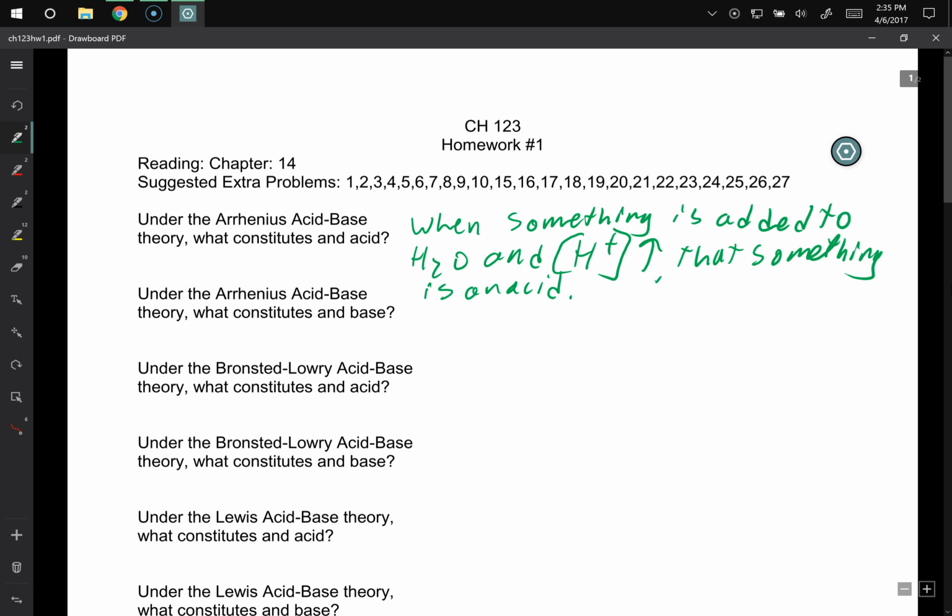That sound good? When something's added to water and the hydrogen ion concentration goes up, that something is an acid. Good? And then it's almost exactly the same thing for the base? Why is it important that we're saying when something is added?